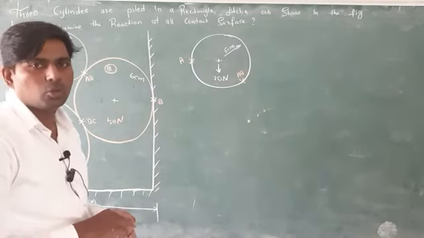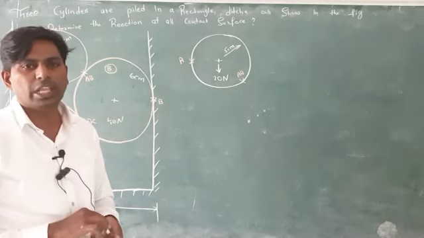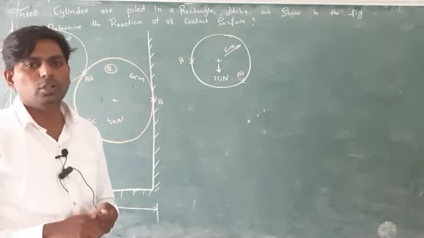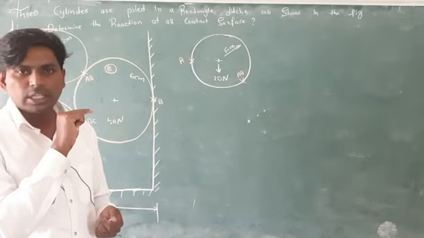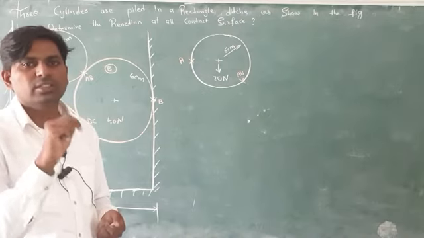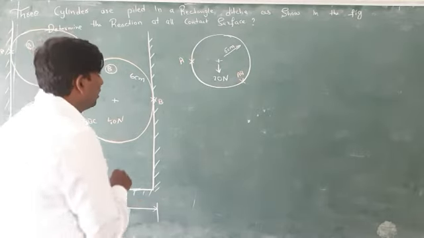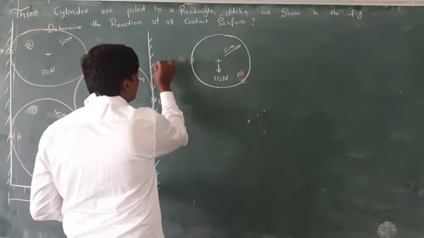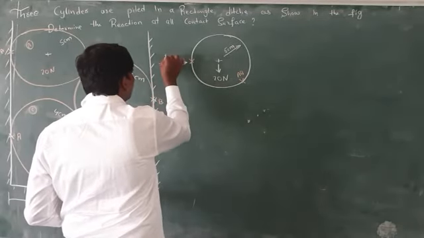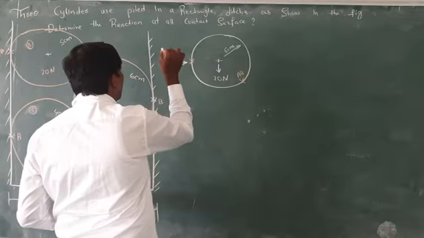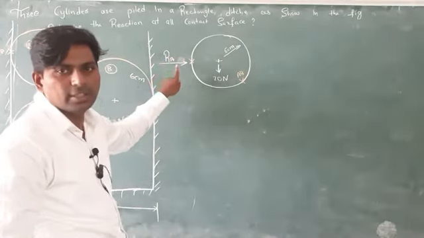After that, what do you have to do? First, you have to find out the reactions. I told you how to find out the reaction. After touching that point, it should touch the center. Suppose I draw like this, so this can be said as RA.